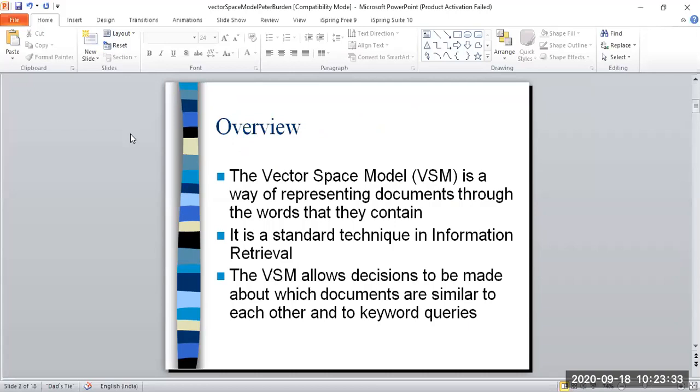The vector space model is a way of representing documents through the words that they contain. It is a standard technique in information retrieval systems. Basically, what we are doing is trying to convert the words into vectors and convert the documents into an array of these vectors. So you can imagine a document as a vector space and the words in the document as vectors.